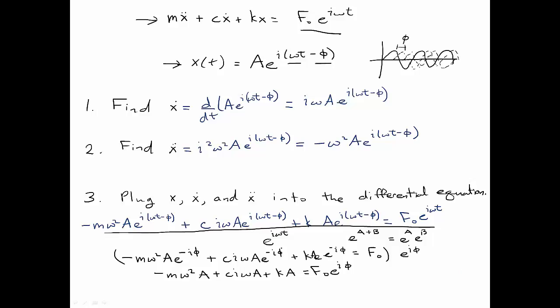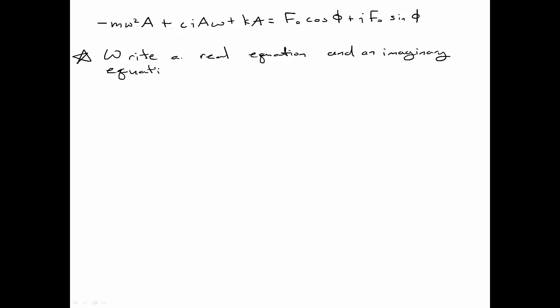But we're running short of room, so I'm going to go to the next page. I'm just going to copy first the left side of the equation, and then I'm going to substitute cosine phi plus i sine phi for e to the i phi. Now I want you to take this one equation and write an equation from the real parts and write an equation from the imaginary parts. Pause a minute and do that.